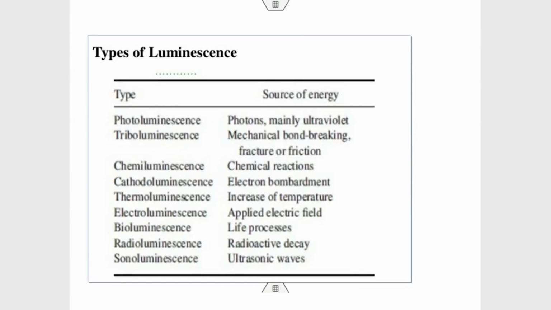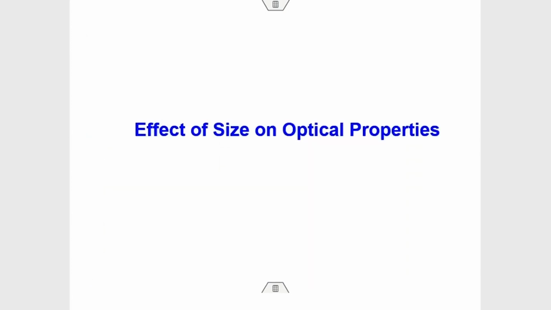Well, there are different types of luminescence: photoluminescence, triboluminescence, chemiluminescence, cathodoluminescence, sonoluminescence. It depends on the source of energy basically. So, if you have a radioactive source, where the decay is the main thing, it is called radioluminescence. If it is an applied electric field, it is called electroluminescence. All kinds of luminescence are possible depending on the energies. So, that is something which gives you some amount of introduction to the subject.